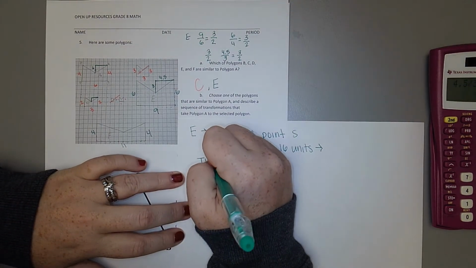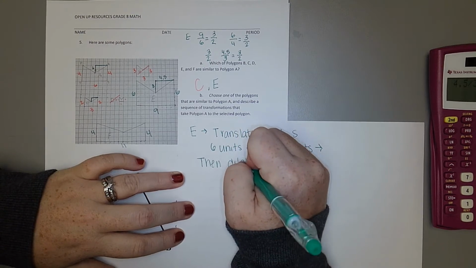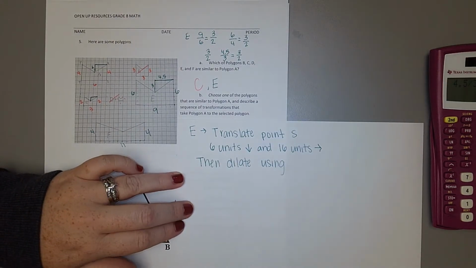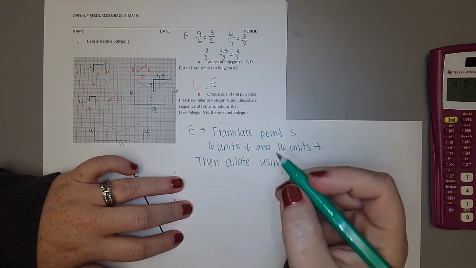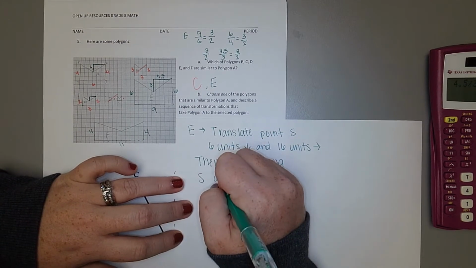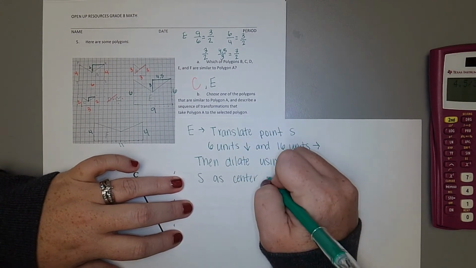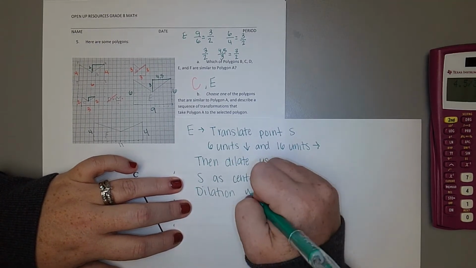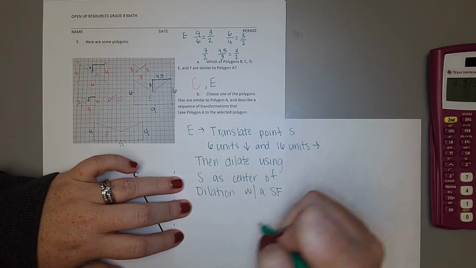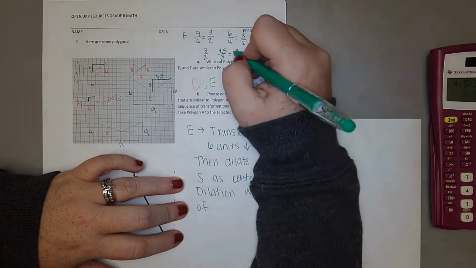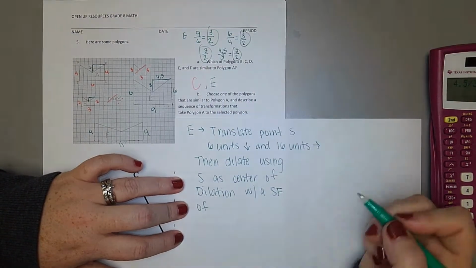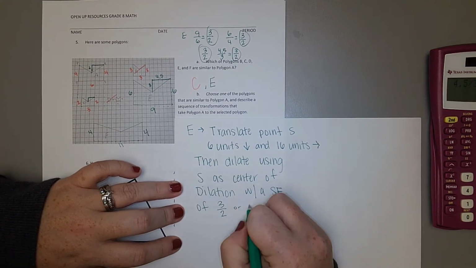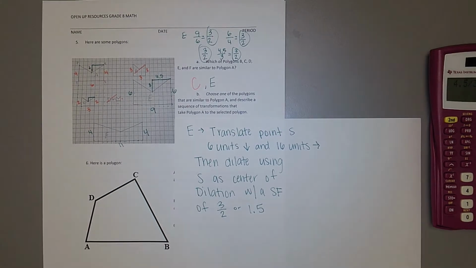Then dilate using, it doesn't matter what point you use, but you do need to specify what point you're using. S as center of dilation with a scale factor of, and this was our scale factor. Remember, that's what all of them were equal to. So a scale factor of 3/2 or 1.5. They are equivalent to each other.